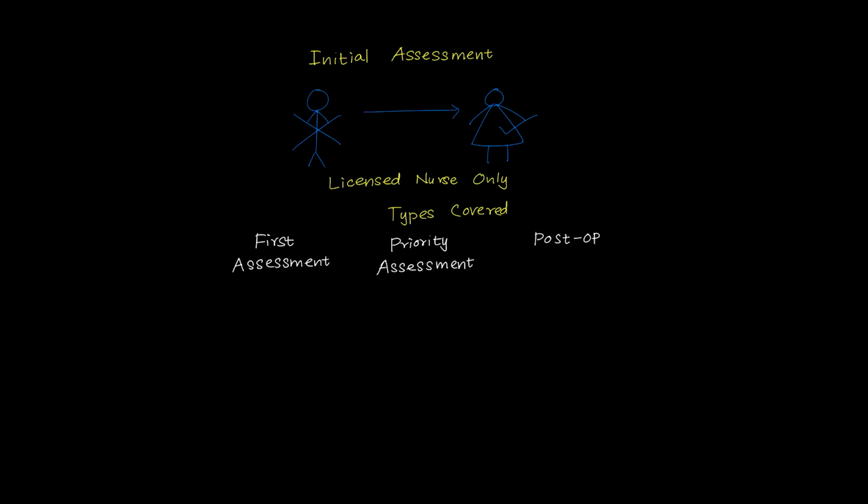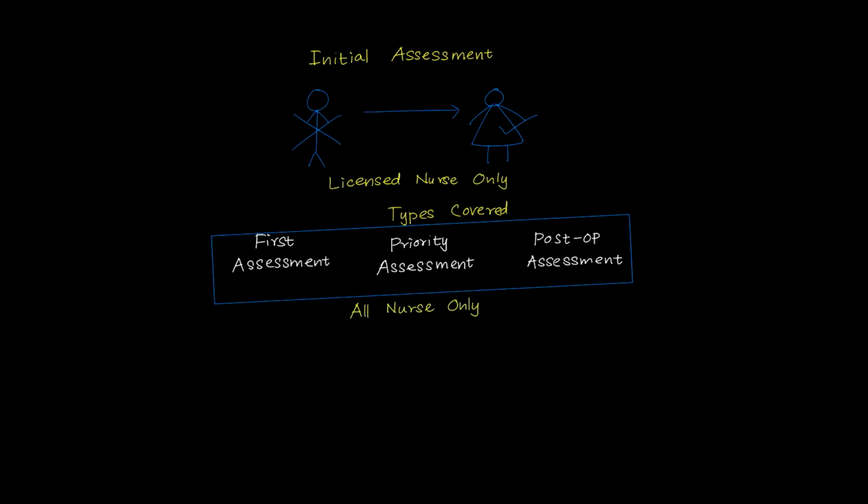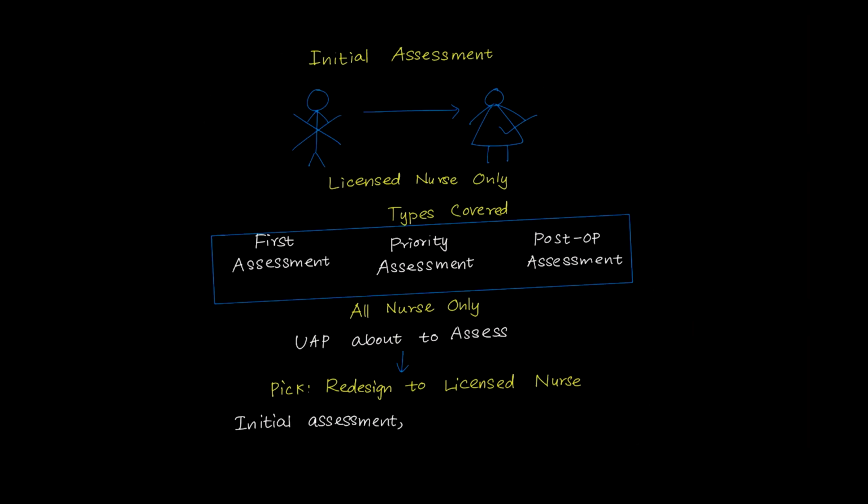A UAP cannot perform them, no matter how busy the unit gets. Letting the UAP finish the assessment breaks the delegation rule and puts the patient at risk. A missed finding in the first assessment sets the tone for the entire admission. Delaying the assessment until later leaves the new patient without a baseline and does not solve the workload issue. Documenting the assessment after the UAP performed it creates a false record and invites malpractice liability. Reassigning to a licensed nurse is the only safe move.